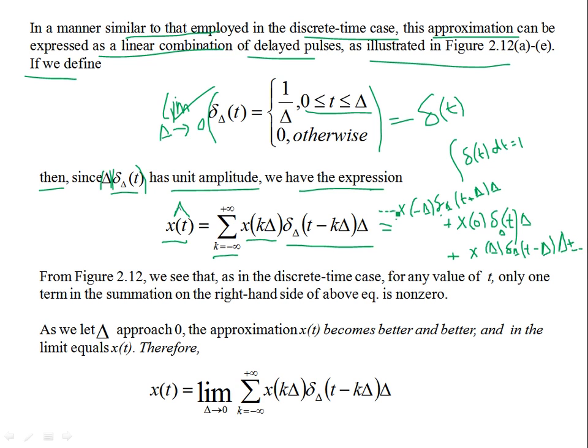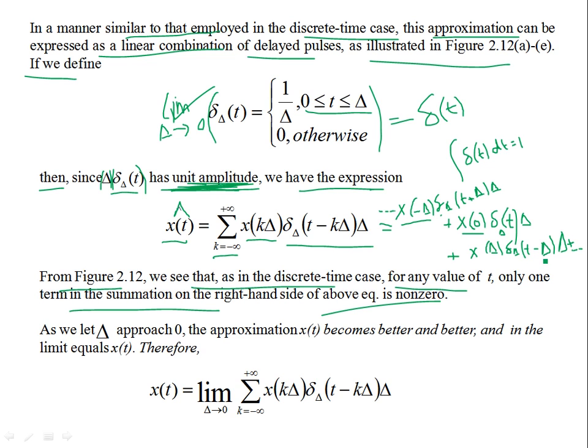So you see, again, we are trying to make an analogy between the discrete time case and the continuous time case by considering the delayed impulses, the delayed pulses, which again have an area of unity. So from figure 2.1, we see that as in the discrete time case, for any value of t, only one term in the summation on the right hand side is non-zero. Okay, so wherever the pulse exists, you have the value of that signal at that particular instant. For example, over here, that instant is minus delta, so you have the value x(minus delta). Similarly, since delta(t) exists at 0, the signal is going to take the value whatever is there at t equal to 0.